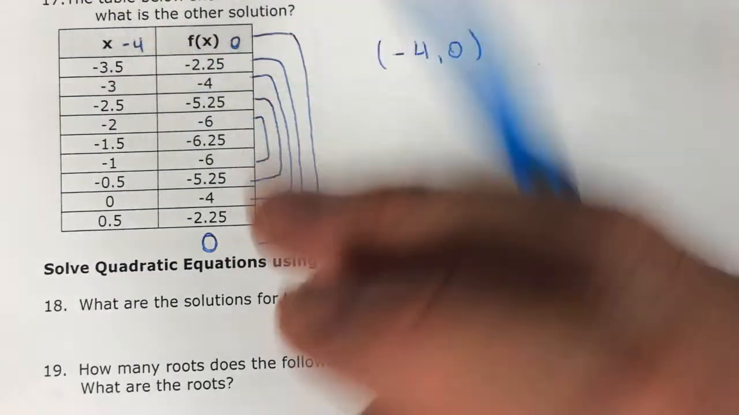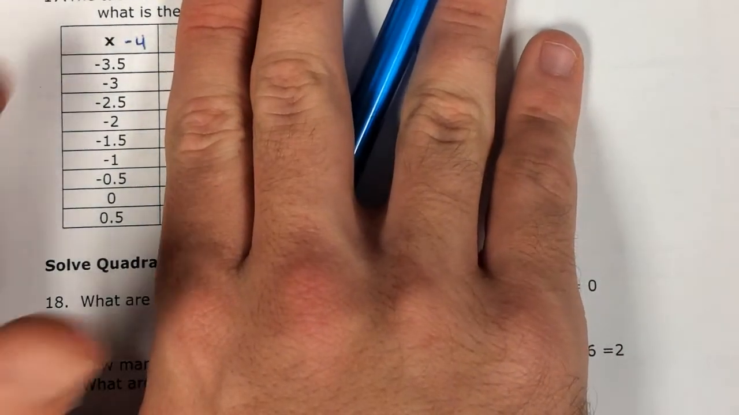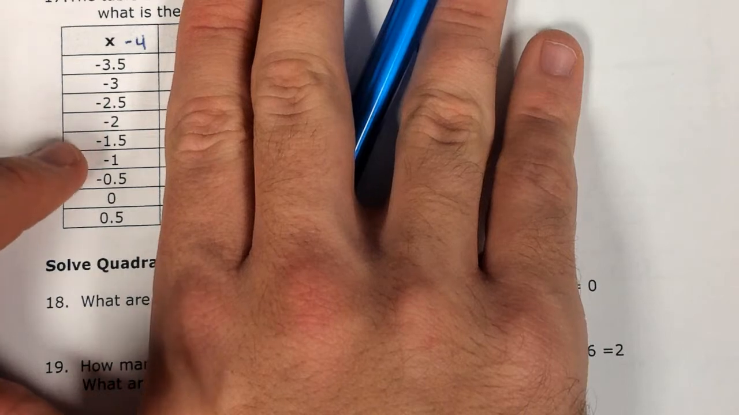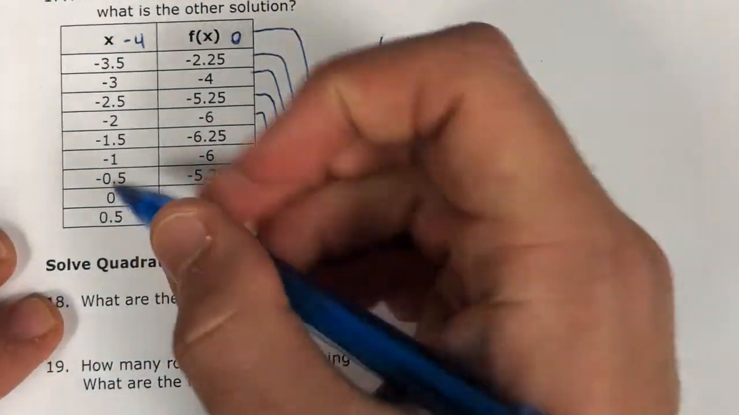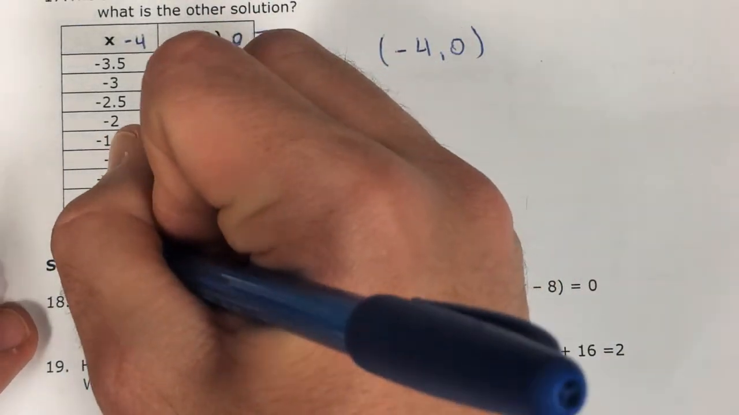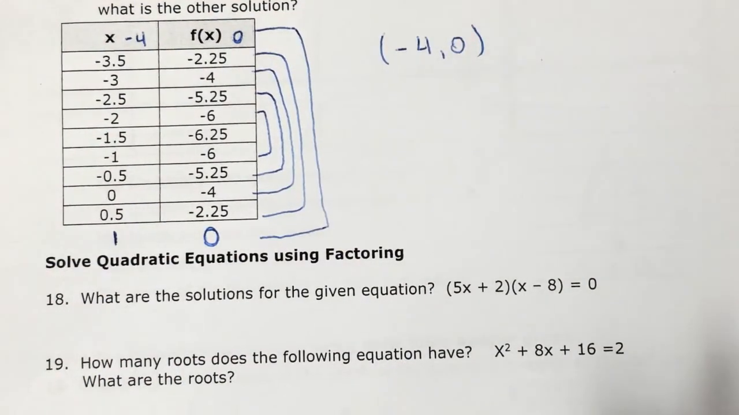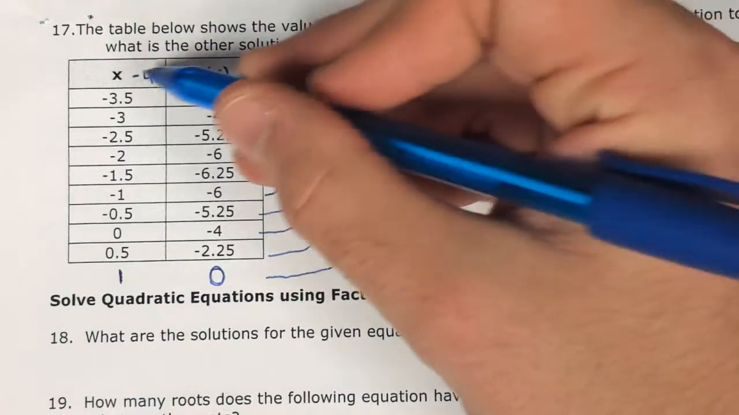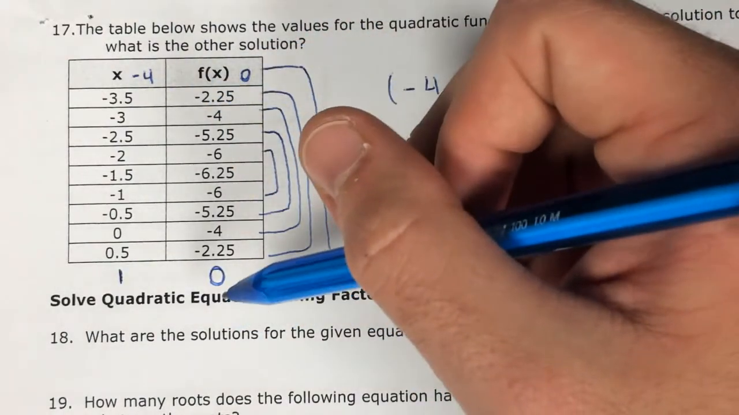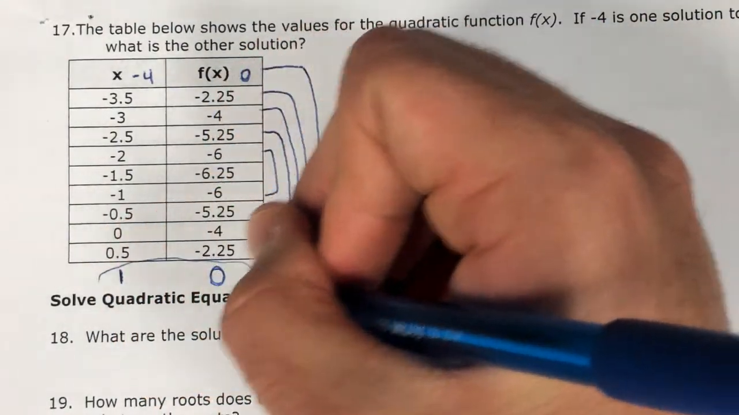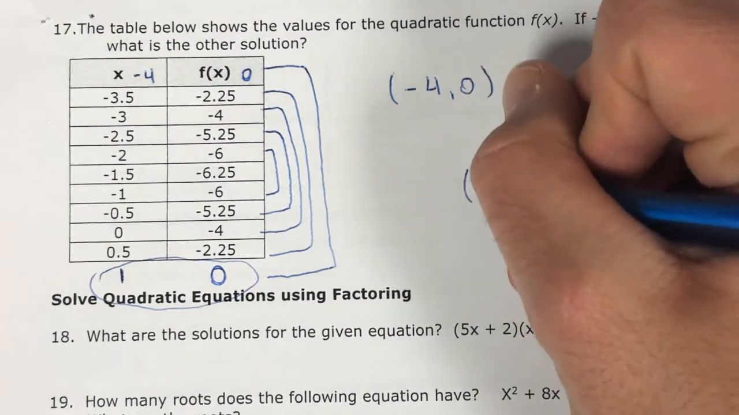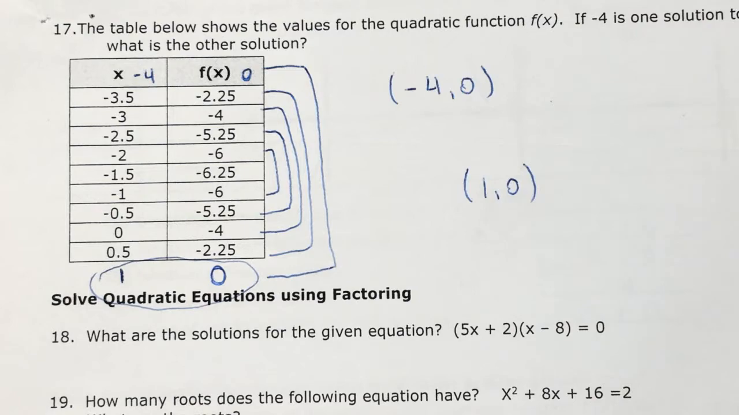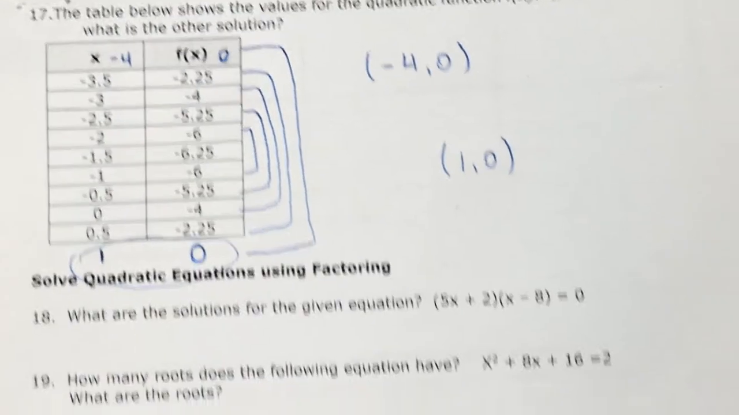Well, look at the pattern over here now. You see how this is going by 0.5s up, up, up, up, up, up, up. So if I increase one more by 0.5, I hit 1. So it told me that this was an answer. I want to find my other answer. Well, here's my other answer. I just found it by using patterns. So my other 0 is 1, 0.